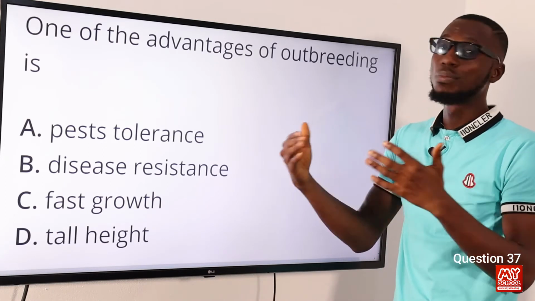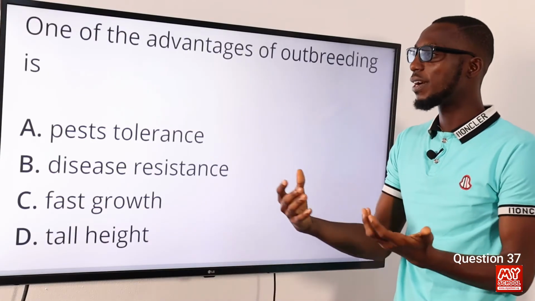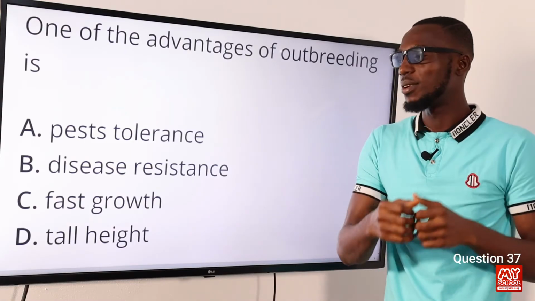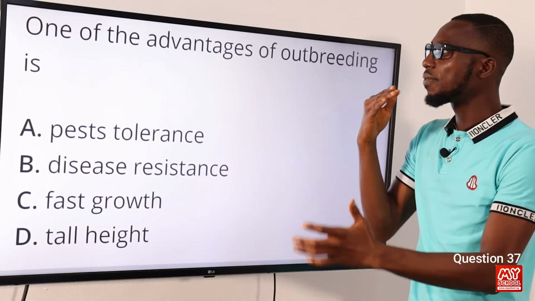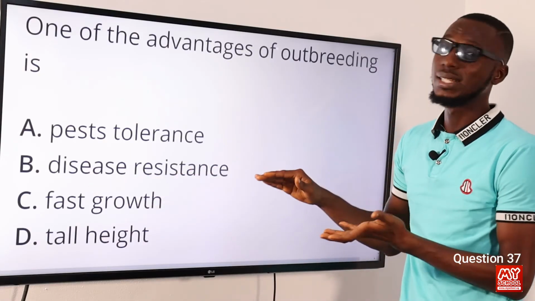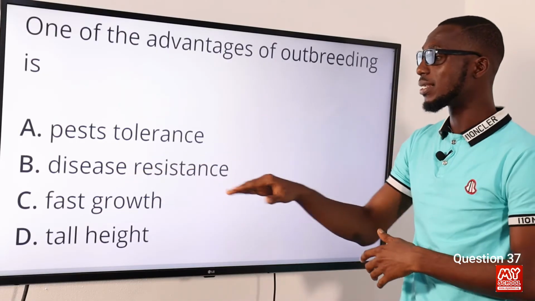So you want to bring them together so that you can introduce a particular trait to whatever you are doing. Or in inbreeding, you want to retain a particular trait you have always seen. So let's go back to the question. One of the advantages of outbreeding is what? Disease resistance. So the most viable option here is option B for disease resistance.